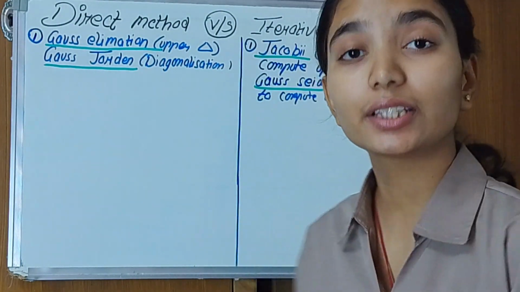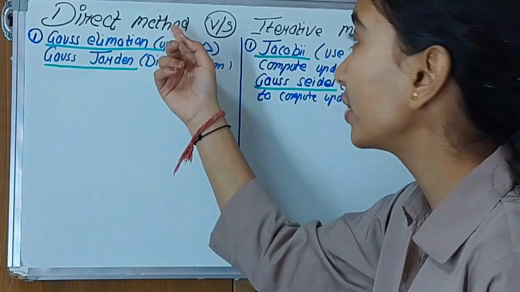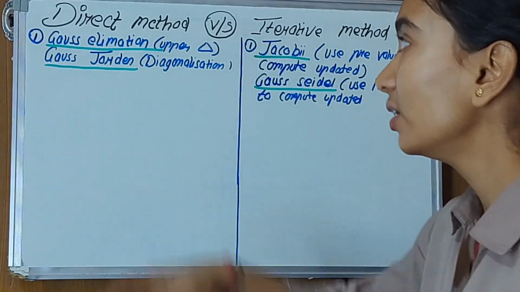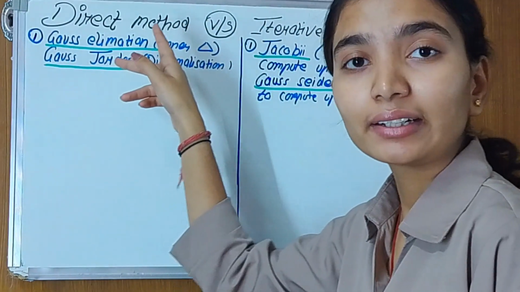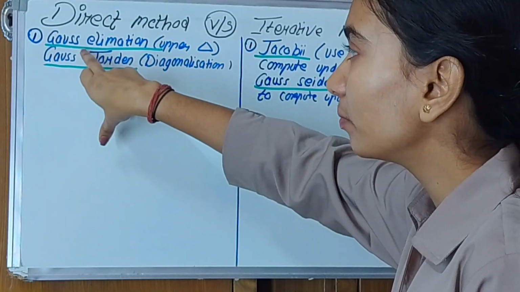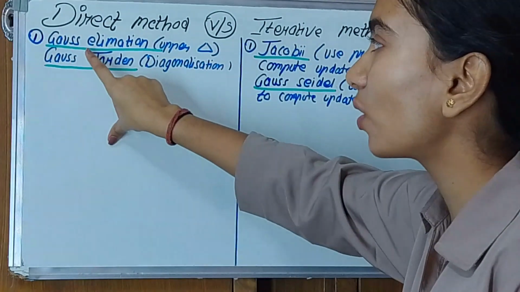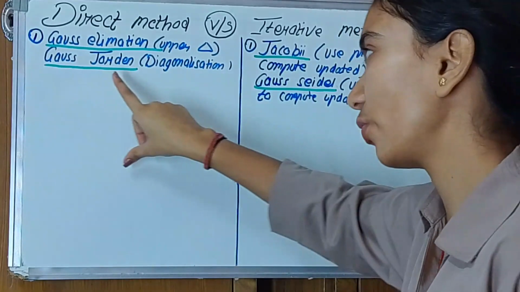I am Aditi and in this video we are going to discuss direct method and iterative method. In the direct method category, two methods are involved. First is Gauss elimination and second one is Gauss-Jordan.